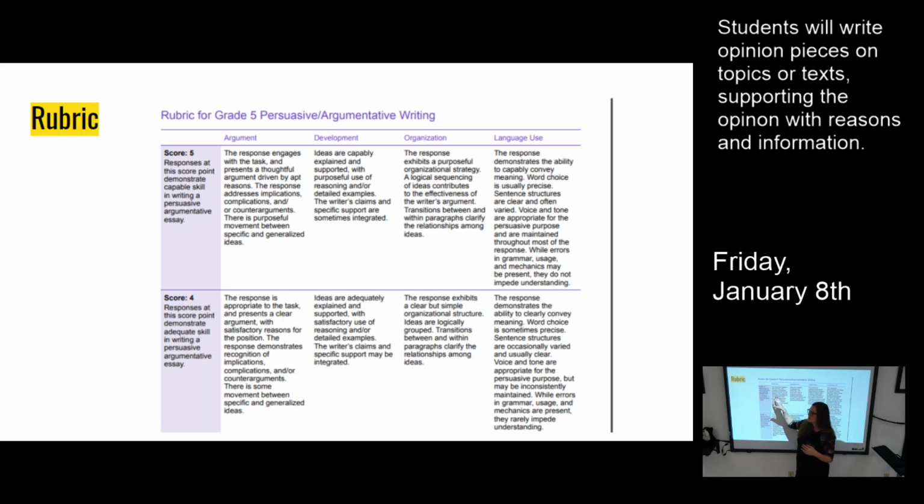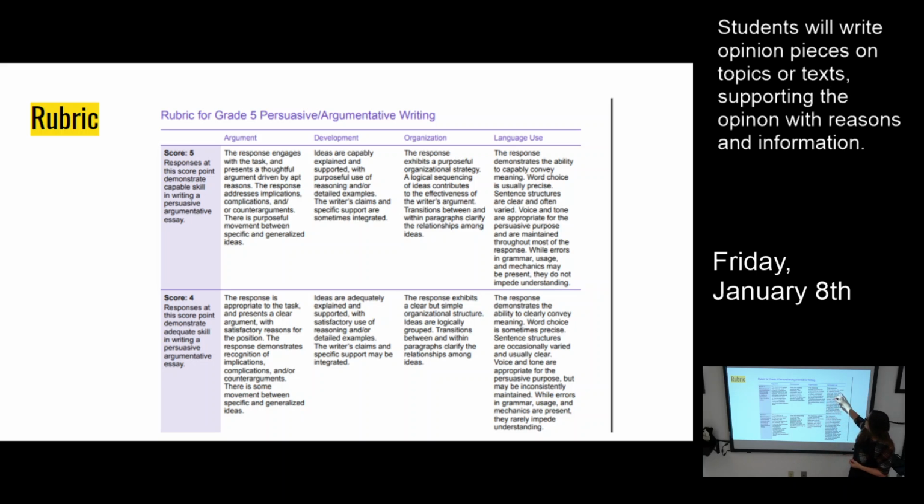The argument means you need to have your clear opinion statement about what your opinion is. A counter-argument means you have to explain why the other option is no good. Now, language use. That's going to be all of our language review. We've got to have complete sentences.